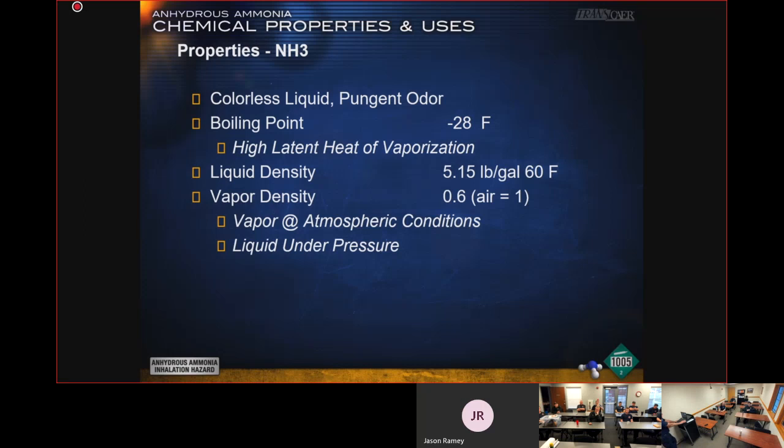Boiling point's a -28, so what does that tell us really? I mean, I don't need to know this scientifically, but what does that tell me? It's not cold enough. Right, it reacts very much to low heat. Low heat's going to have a big impact on its state, on its actions and what it does. Liquid density, again, 5.15 pounds, and we talked about this while you guys were gone, but the vapor density is 0.6. Why is that important? Well, normally, what will that tell me about a chemical? If it's 0.6, what's it likely going to do in the vapor state? Rise. Right, it's going to be lighter than air, so it's going to rise.